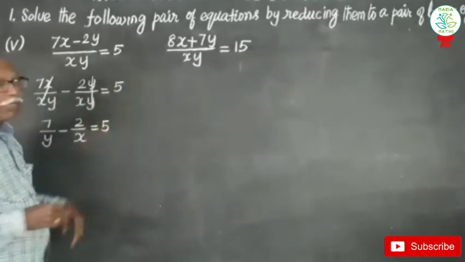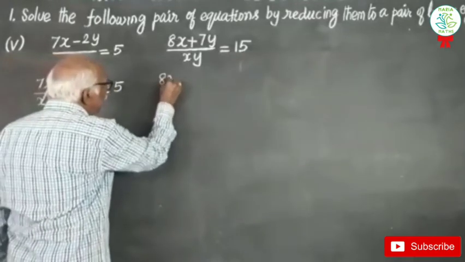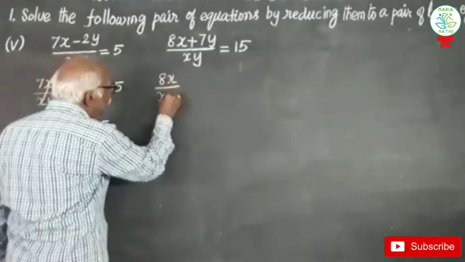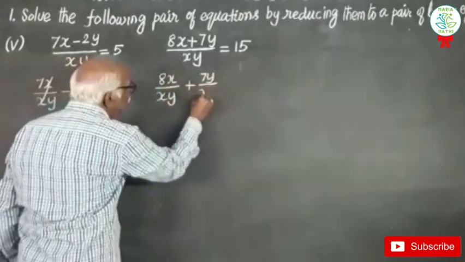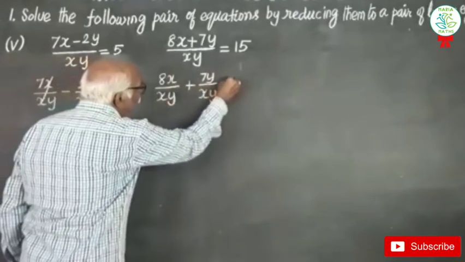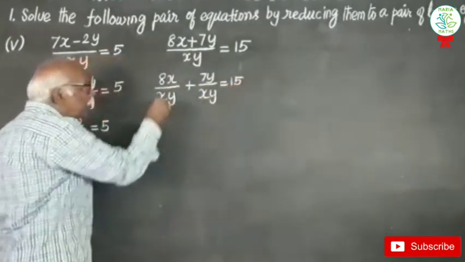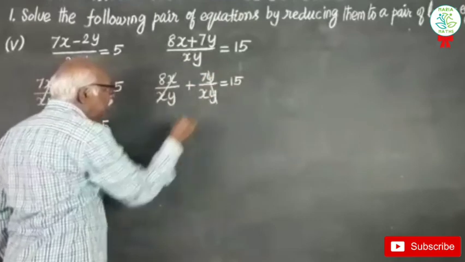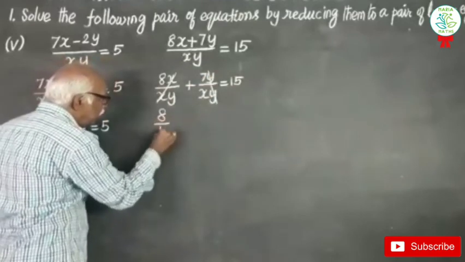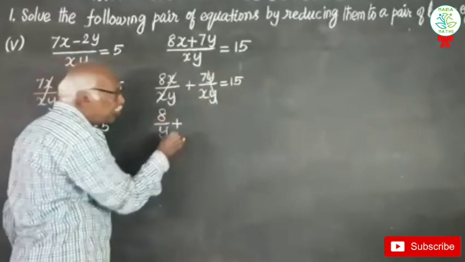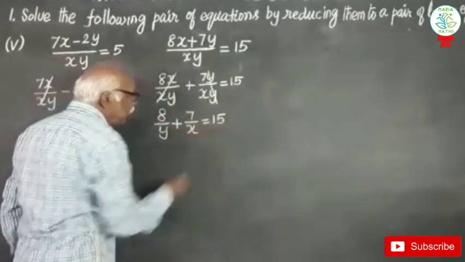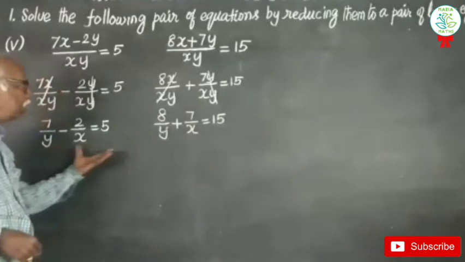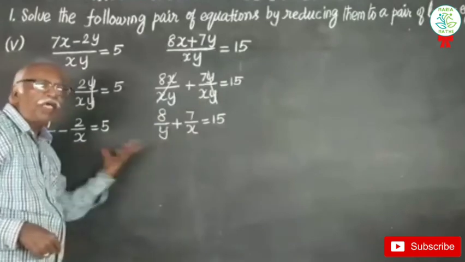In the same way, how will this equation come? 8x by xy plus 7y by xy equal to 50. Now x cancels, y cancels. 8 by y plus 7 by x is equal to 50. Now still it is not a linear equation in two variables. It is a pair of equations.